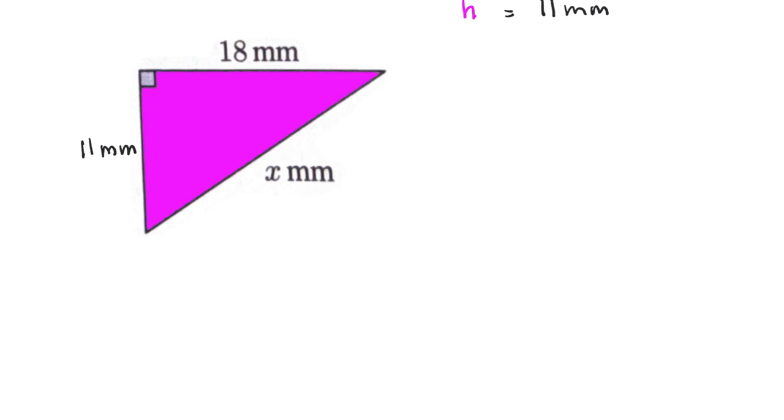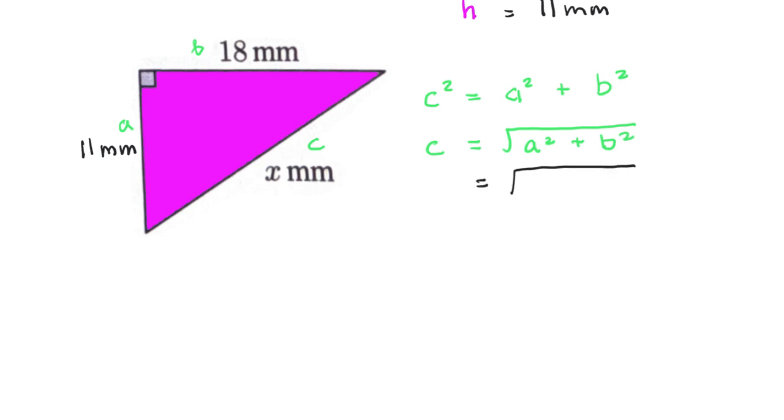So if we name this side to be C, and this side A, and this side B, the hypotenuse theorem would say that C squared is equal to A squared plus B squared. And that would mean that C is equal to the root of A squared plus B squared. And so if A is equal to 11, we have 11 squared plus 18 squared.